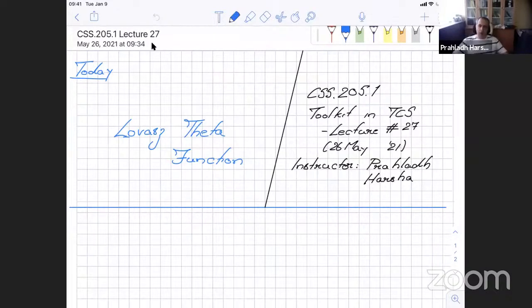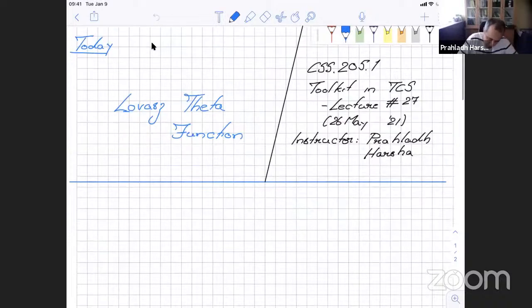We are live. Good. Okay, let's get started. So the main agenda today will be the Lovasz theta function, but we'll wrap up some things which we talked about expanders towards the end of last lecture. So let's do a quick recap of what we did from last lecture. That is de-randomization using expanders.